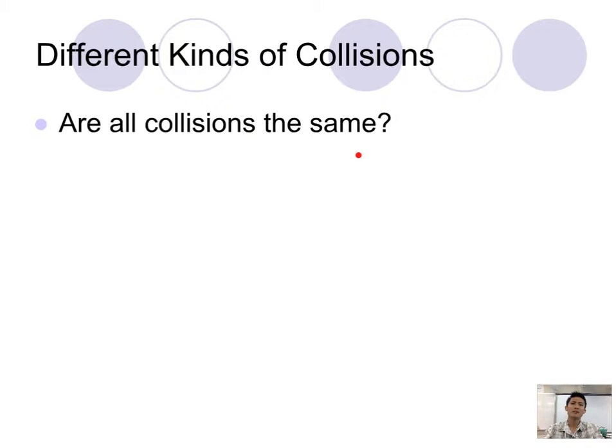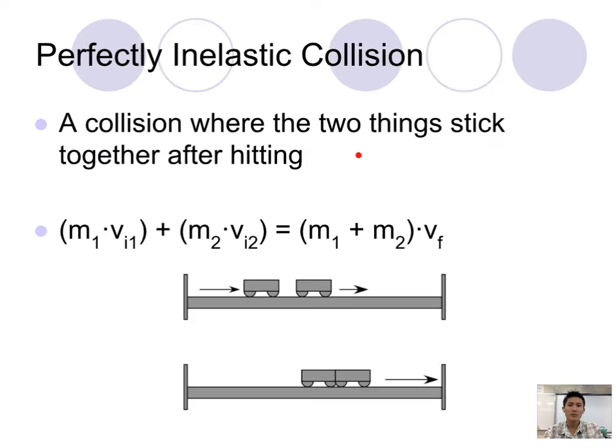The first type of collision that we have is what we call a perfectly inelastic collision. Elastic means stretchy, or think of a bouncy ball, okay? A toy bouncy ball or a rubber band. They're very elastic. They bounce off of one another. So if we have an inelastic collision, we have a collision in which they don't bounce off of each other, or in other words, two things stick together.